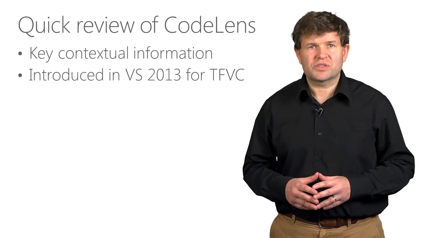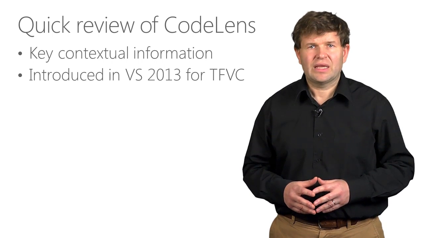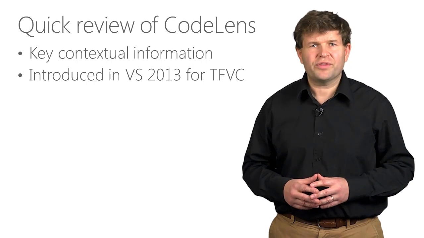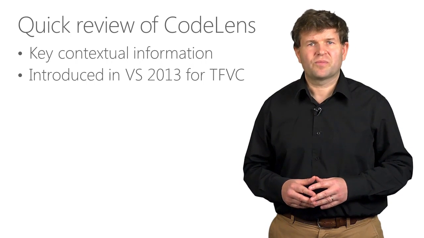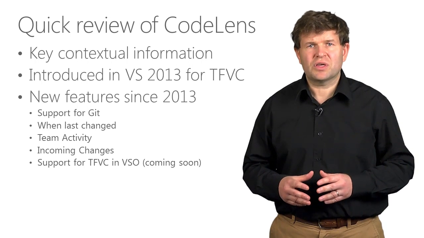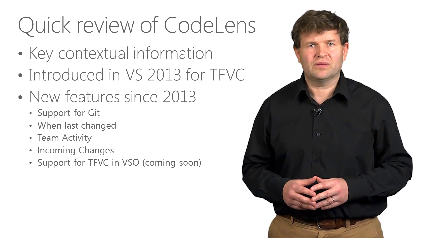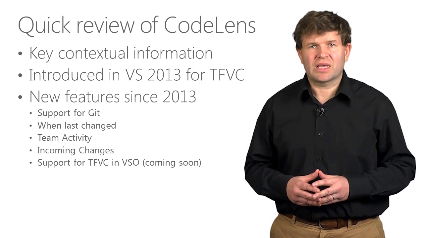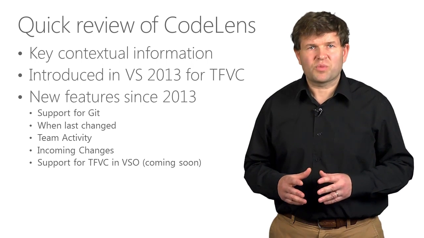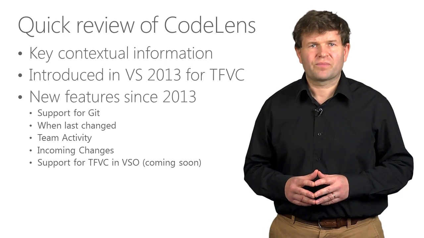CodeLens was first introduced in Visual Studio 2013 with 7 indicators and worked with on-premise Team Foundation version control to identify authors, changes and work items. We've added new features since then in updates to Visual Studio 2013 and in Visual Studio 2015. I've listed some of these here and you'll see them in action in the demo. The last one is not quite available yet. We'll announce it on our blog when it is.